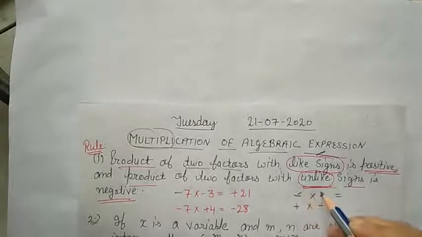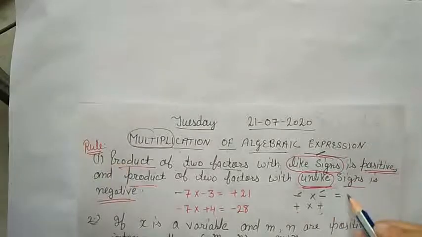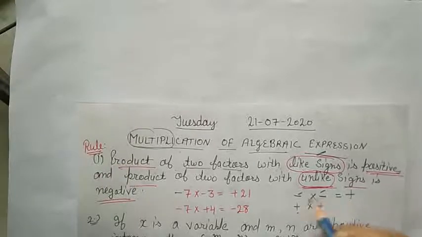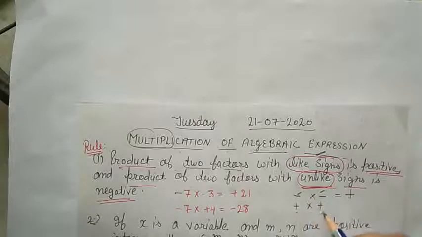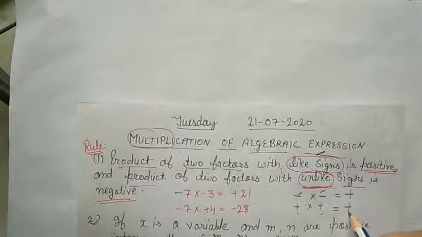किन्हीं भी दो like sign की जो प्रोडक्ट होगी वो हमेशा क्या होगी? पॉजिटिव. पॉजिटिव मल्टीप्लाई पॉजिटिव will be equals to positive.